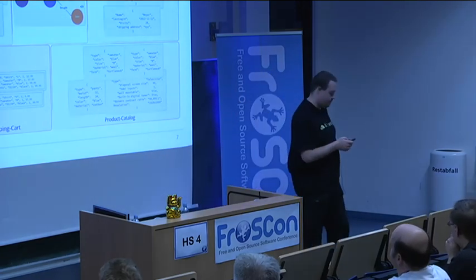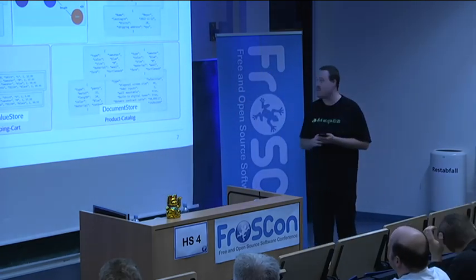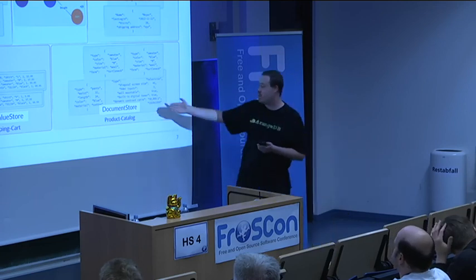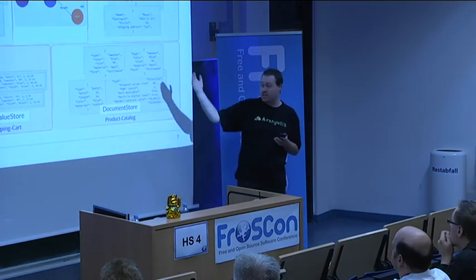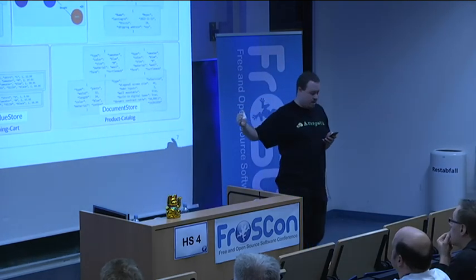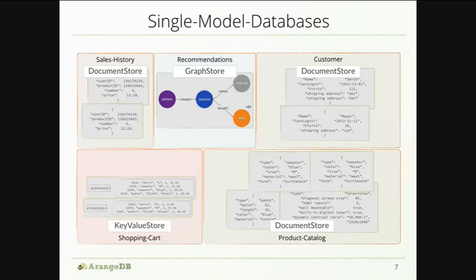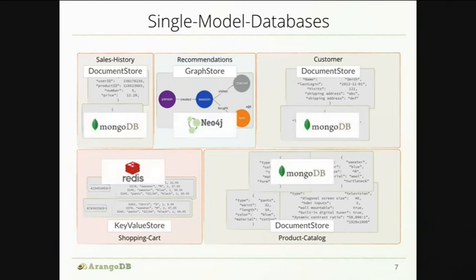And if we do that in nowadays most famous technologies, we would use the document store up there, for the sales history, a key value store for the shopping cart, and a graph database for the recommendations. And with nowadays top leaders in these different categories, we could do this with MongoDB on the document store level, with Neo4j on the graph store level, and Redis, for example, as a shopping cart. So these are just examples of different NoSQL databases that support this format.